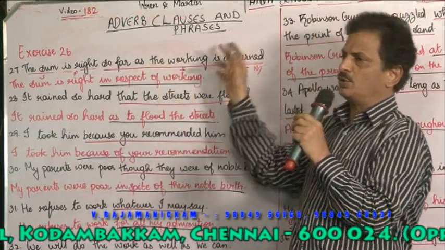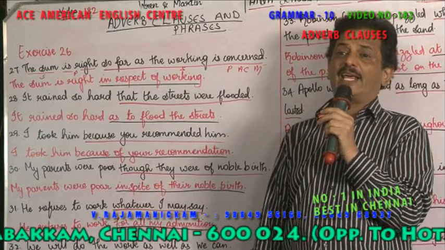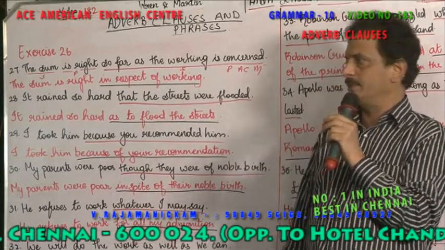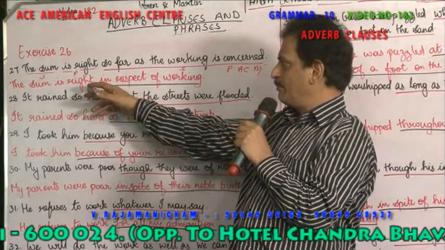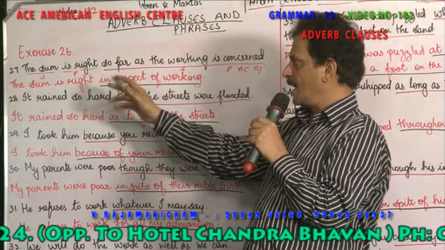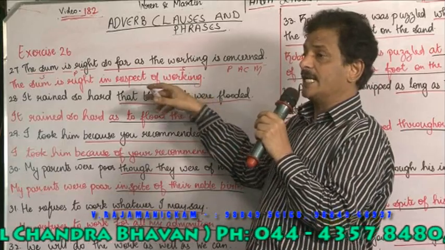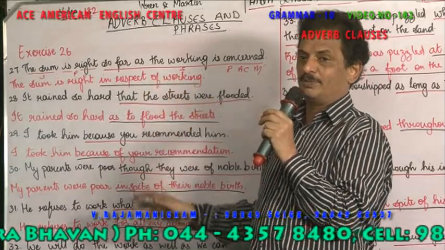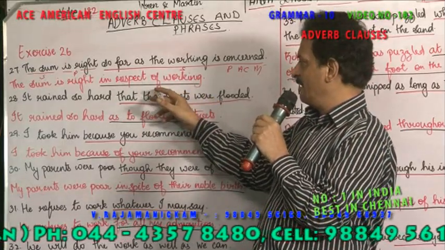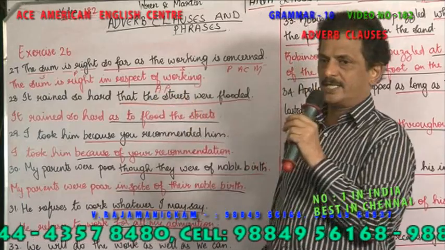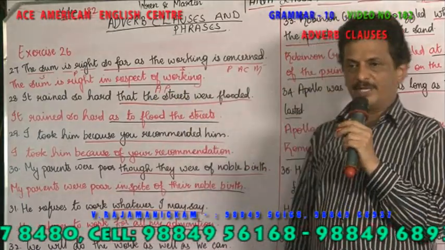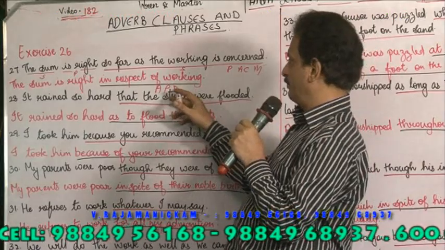This full sentence, you have to make into a phrase, that is, without a verb. The sum is right. This is the full sentence. How is the sum right? In respect of working. There is no verb here. So, it becomes an adverbial phrase. In a phrase, you should not have a verb. So, adverbial phrase of manner.